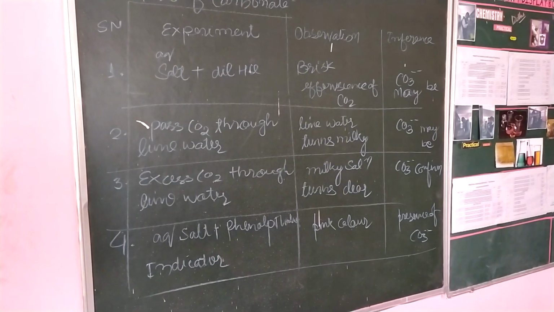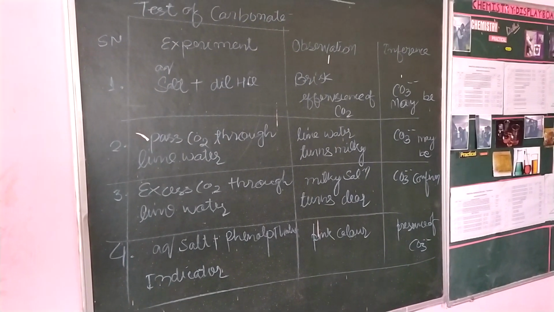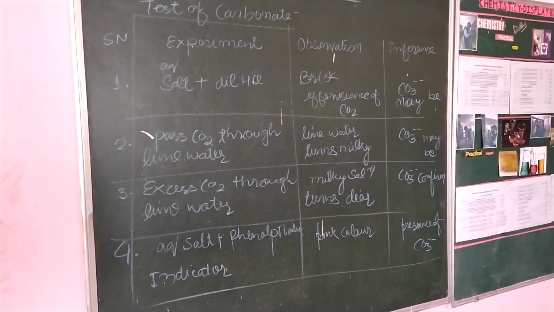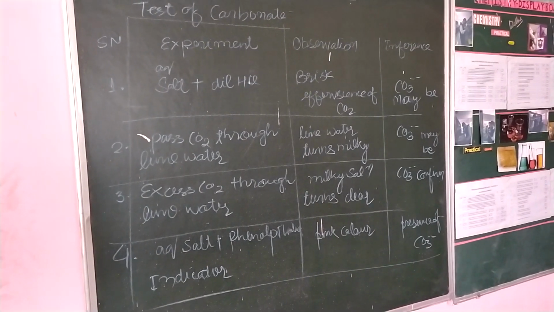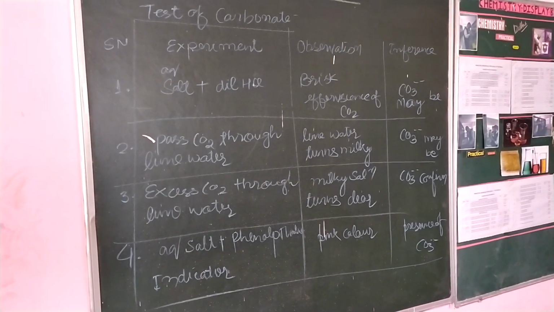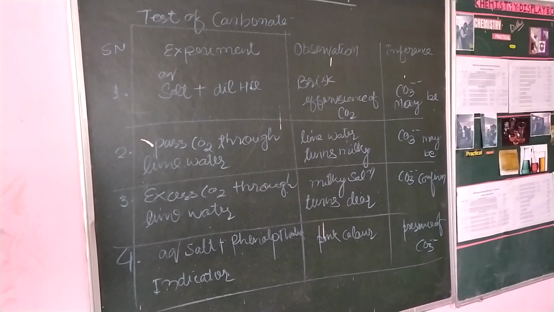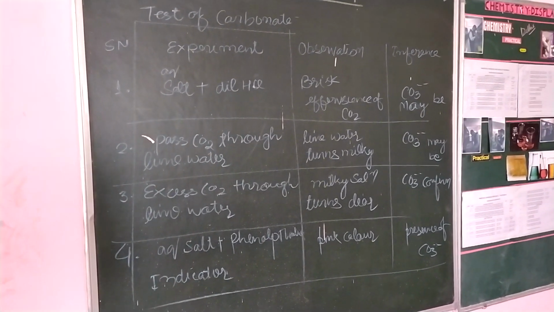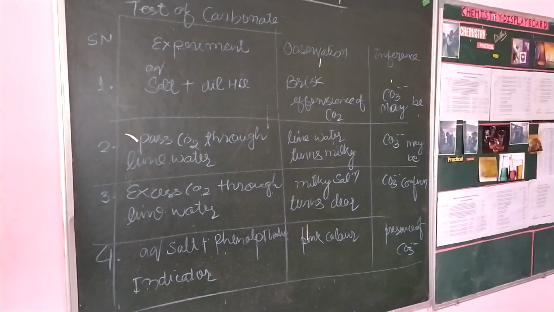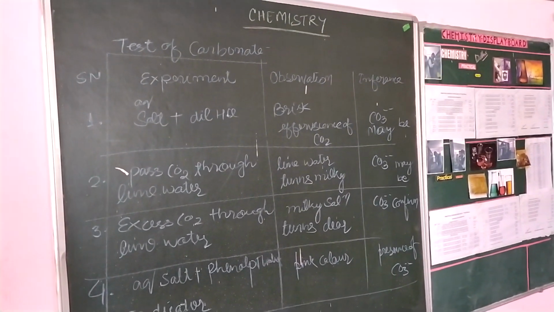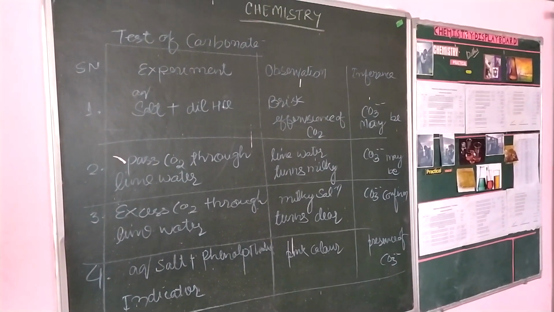Another test for the presence of carbonate is that in aqueous salt, some phenolphthalein indicator drops are added and they show the pink coloration. So this will also be a presence test of carbonate. So let's perform the experiment.